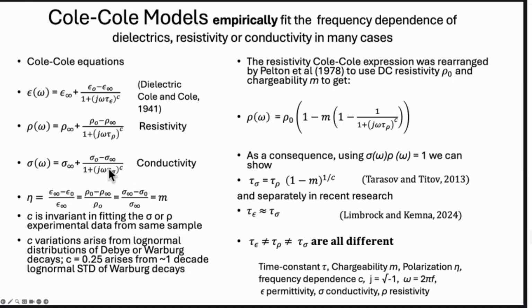You can also make a Cole-Cole equation for conductivity, which is the inverse of resistivity. And for all of these, the differences between high and low frequency response are either given by a polarizability given by the symbol eta or a chargeability given by M. C is sort of invariant. I won't get into that too much.